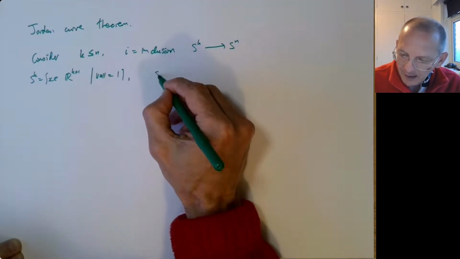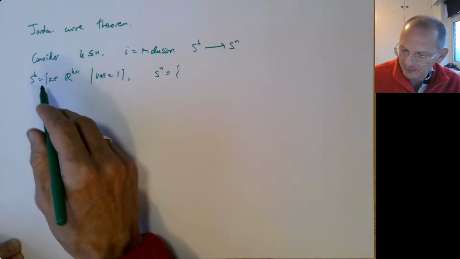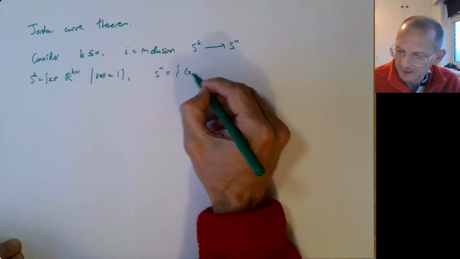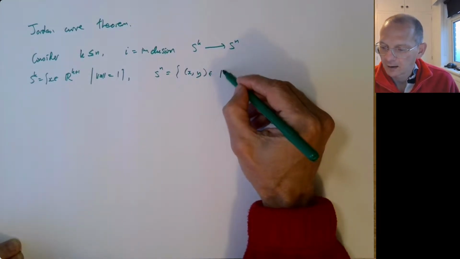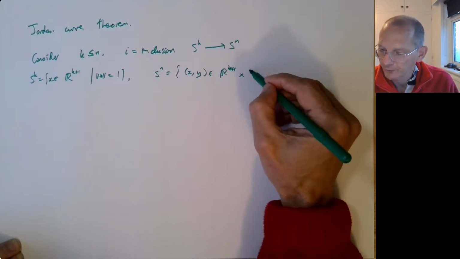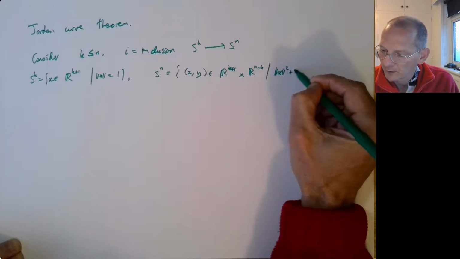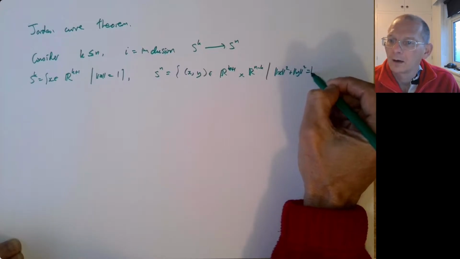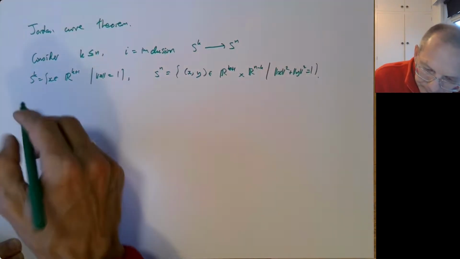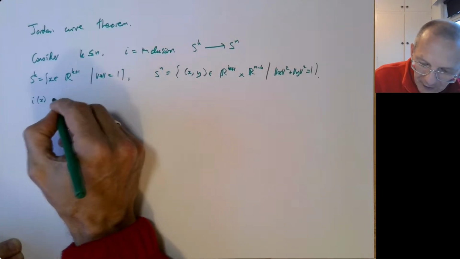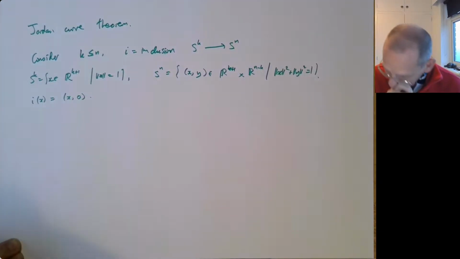And S^n we can think of, I'd like to separate out the first k plus 1 coordinates and the rest. So I'm going to think of this as pairs (x, y) in R^(k+1) cross R^(n-k), where the square norm of x plus the square norm of y is equal to 1. And this inclusion I sends x to (x, 0).